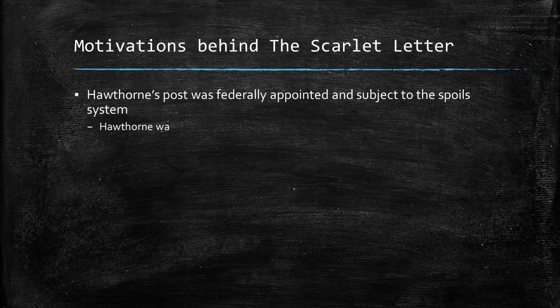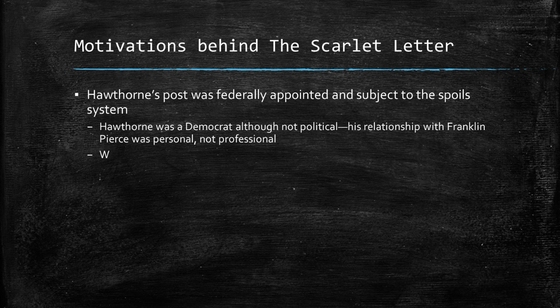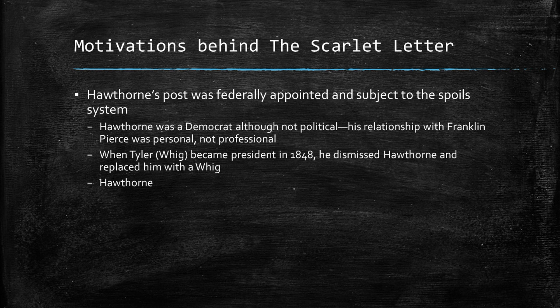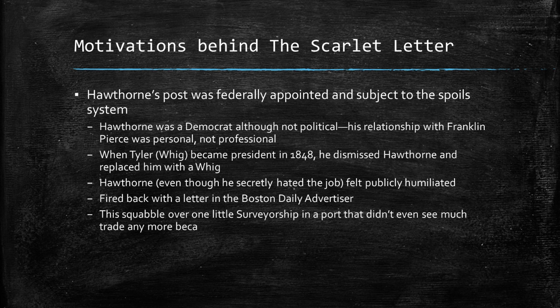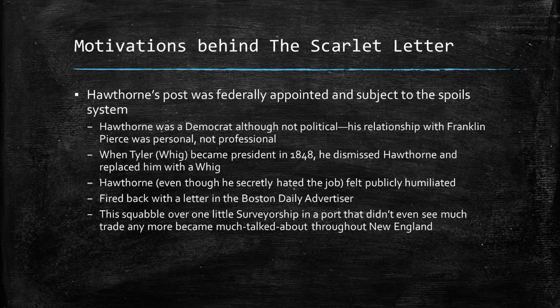Fortunately, and I say fortunately kind of ironically, Hawthorne's post was federally appointed and subject to the spoils system. So it was federally appointed, meaning as political parties changed in the White House, different people could take this office. Hawthorne was a Democrat, although he was not political at all. He was just a registered Democrat. His relationship with Franklin Pierce, who would later become a Democratic president, was personal, not professional. He was not a politician. He was not a supporter of politics.